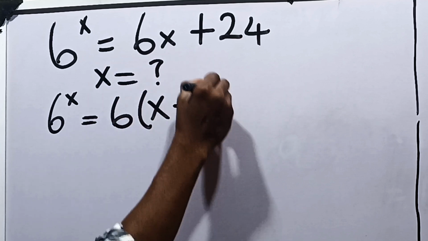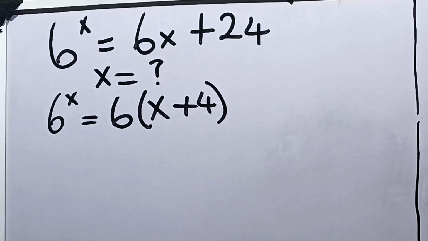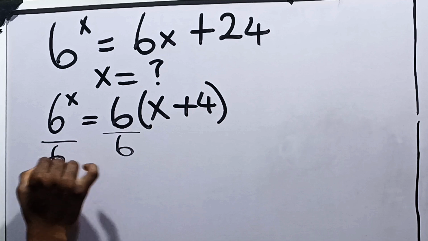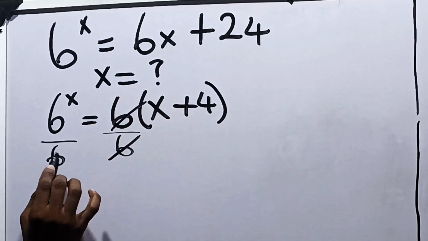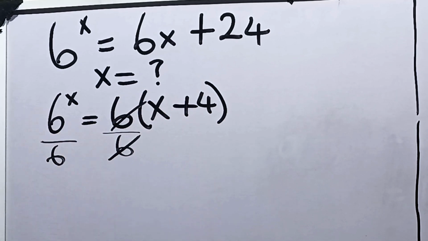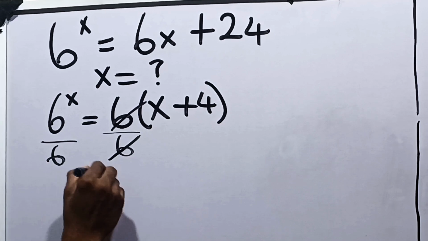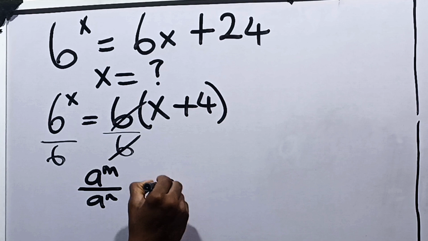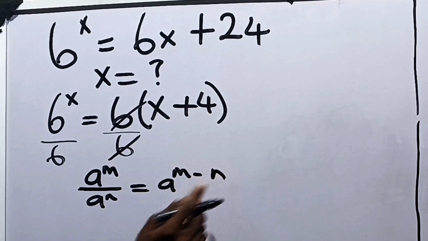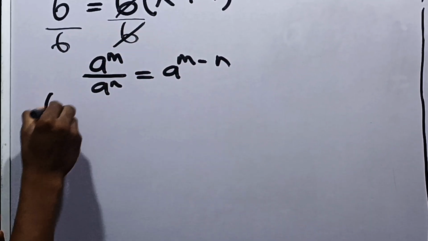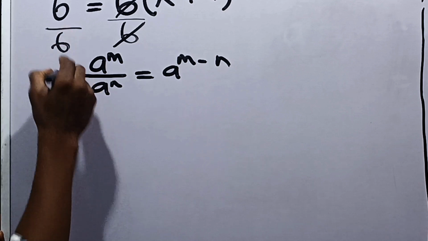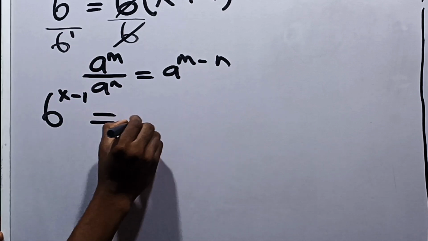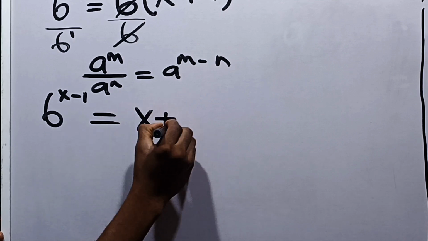plus 4. Now at this point, let's divide both sides by 6. So we have 6 striking 6, and here we have 6 raised to the power x divided by 6. If you recall from the laws of indices, a raised to the power m divided by a raised to the power n is equal to a raised to the power m minus n. Applying this law here, we have 6 raised to the power x minus 1, since this is an invisible 1, so we put 1 here. So 6 raised to the power x minus 1 is equal to x plus 4.